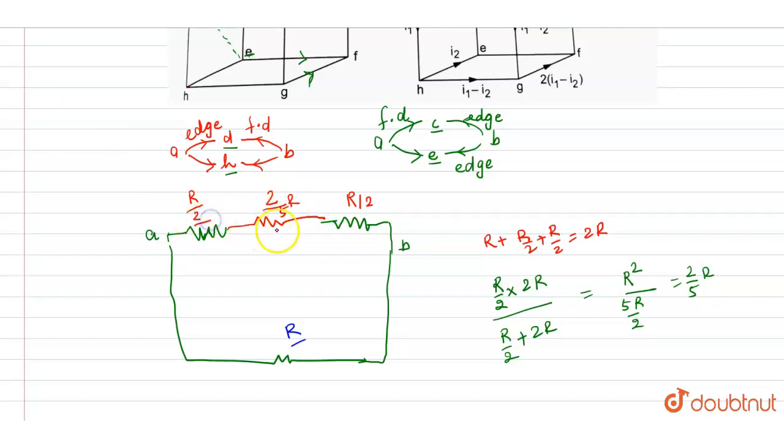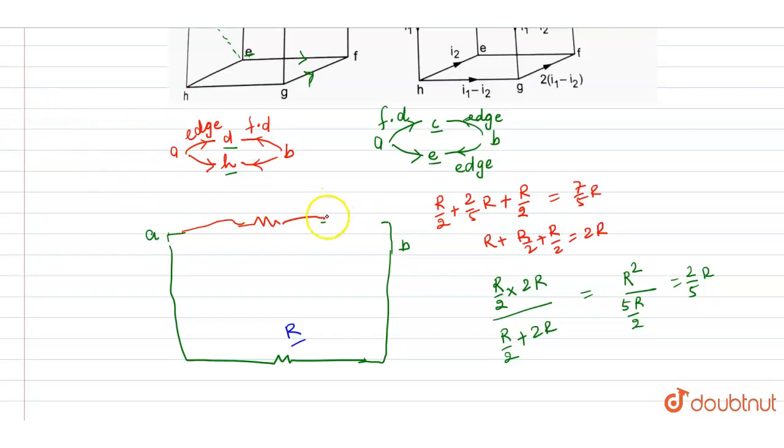Now these three are in series. So equivalent resistance will be R/2 plus 2R/5 plus R/2. That means this is 7R/5. That means these three can be replaced by a single resistance equal to 7R/5.